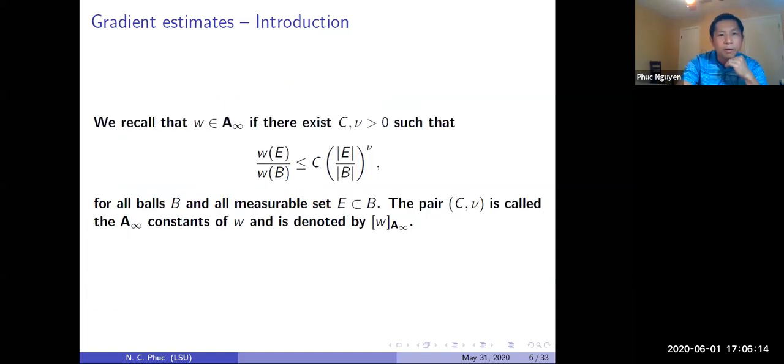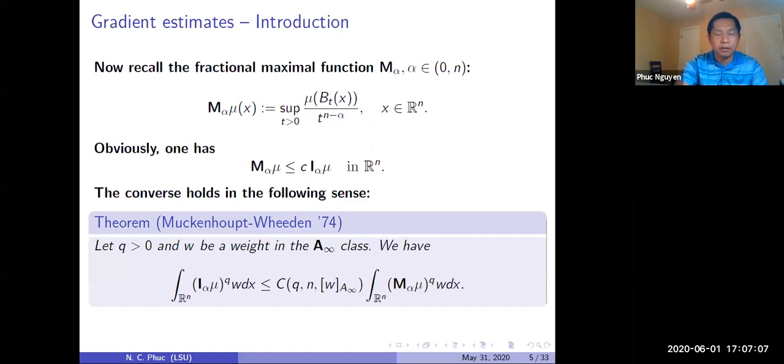Let me recall what it means for W to be in the A infinity class. I mean that there exist constants C and mu bigger than 0, so that for any set E inside a ball B, the ratio of W(E) and W(B), the integral of W over the set E and the integral of W over the ball B, is controlled by the corresponding ratio with respect to the Lebesgue measure. So in some sense, the measure associated to W is controlled by the Lebesgue measure. This is the definition of an A infinity weight, and there are many other equivalent definitions that I don't want to mention here. So that's the story in the 70s.